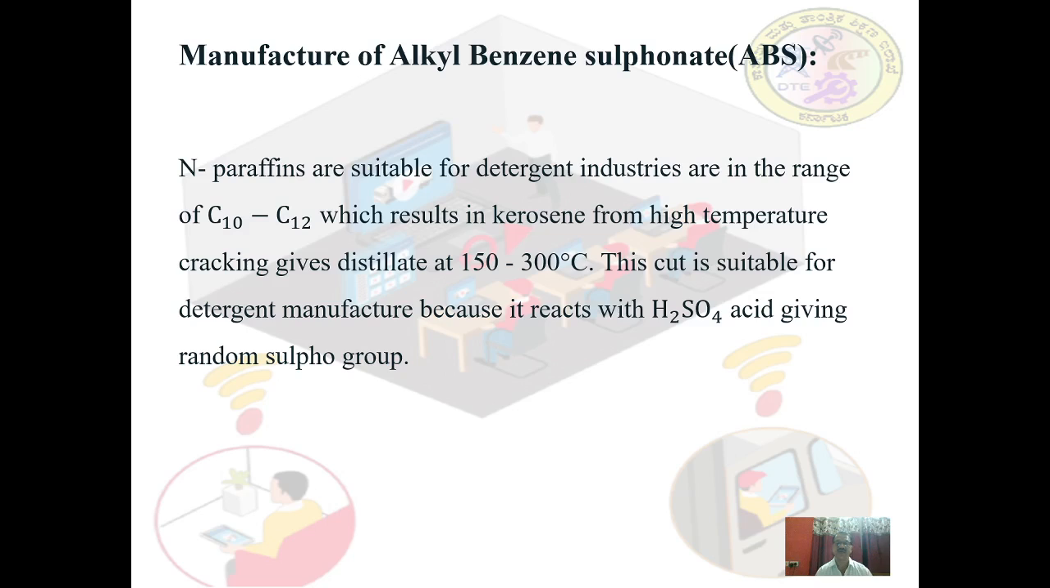Kerosene from high temperature cracking gives a distillate at 150 to 300 degrees Celsius. This cut or fraction is suitable for detergent manufacture because it reacts with sulfuric acid, giving random sulfonic groups.